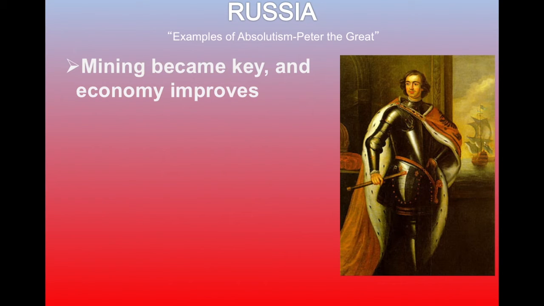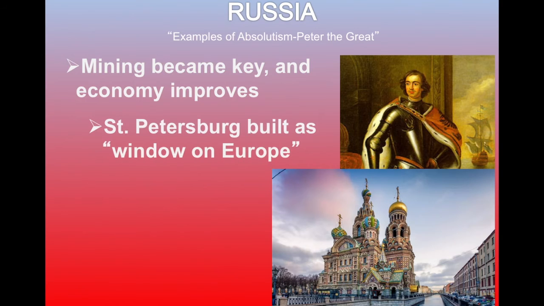Mining becomes key to Russia, and the economy starts to improve a lot with the gems and other resources that they start to mine. St. Petersburg was built as a window on Europe. And so he really wants to be a European king, though he is in Russia, which is a little bit more eastern. And so he builds this very famous palace to be that window on Europe.